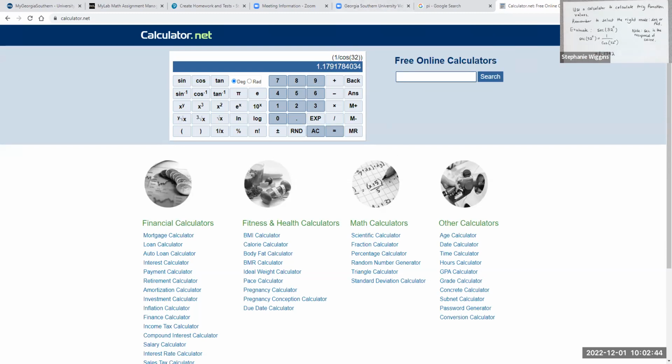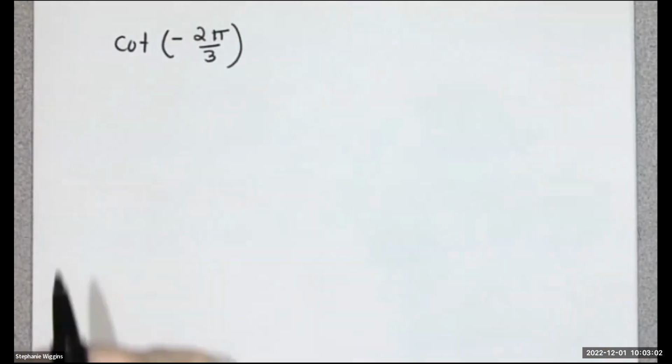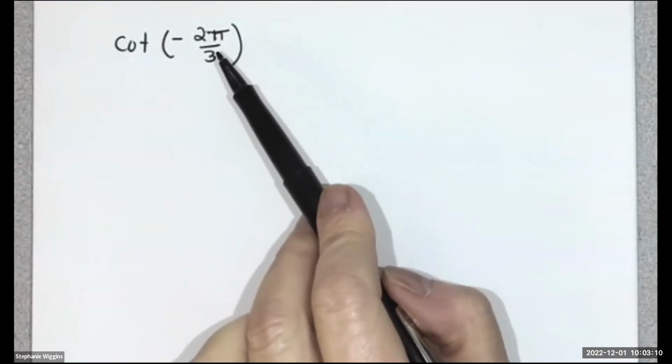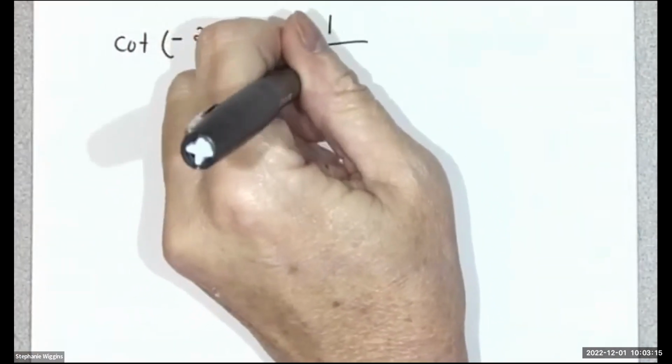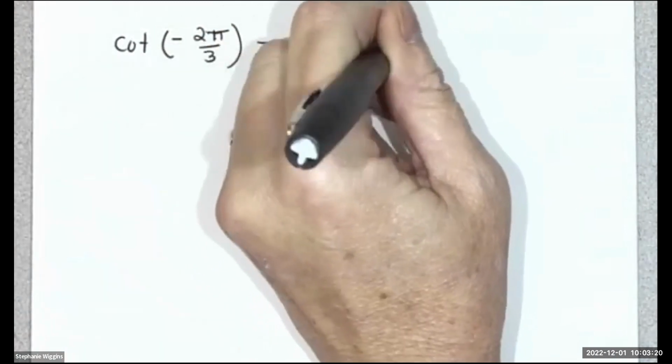All right, let's do another one. The next one we're going to evaluate is cotangent of negative 2 pi over 3. Okay, so what you'll notice is, first off, you see the pi there, so you know this is in radians. There's no degree symbol. So we're going to put our calculator in radians mode, and then we're also going to calculate 1 over tangent of negative 2 pi over 3.